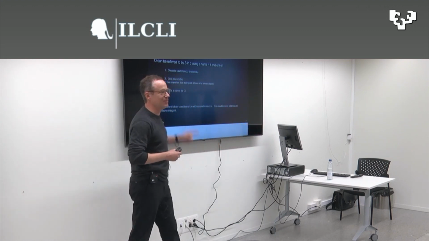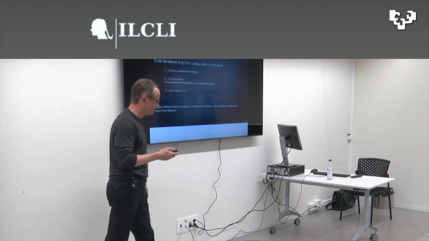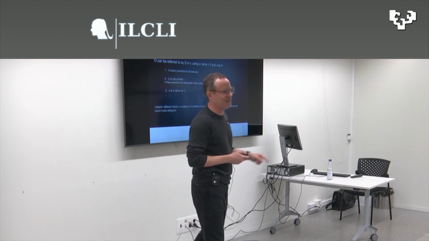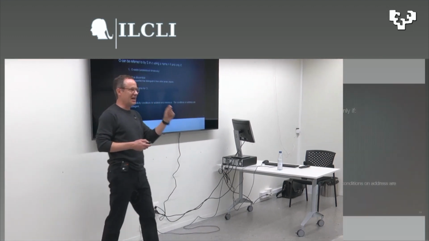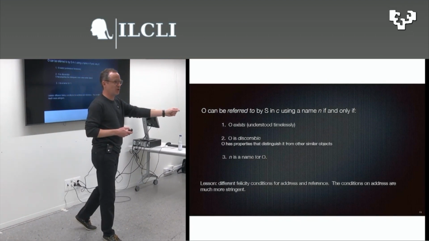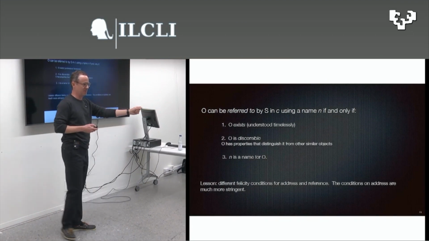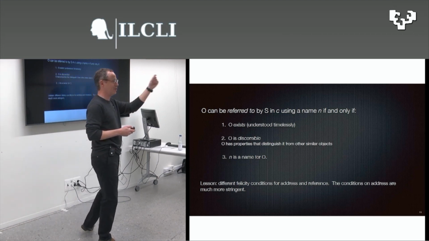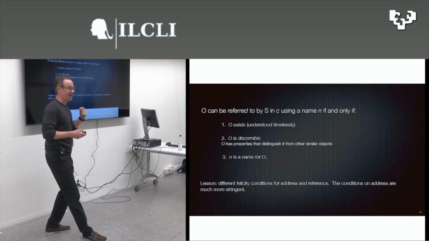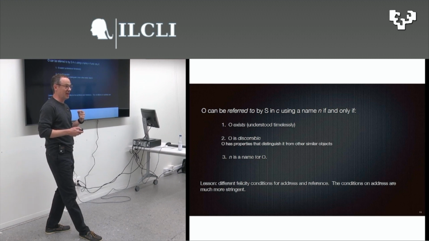Okay? So that looks to me like a condition on reference. In order to refer to something, it has to be discernible. Finally, it's got to be that the name you use is a name of the object that you are attempting to refer to. So if I felicitously refer to you using a name, it's got to be that that name is your name, or you are named N.